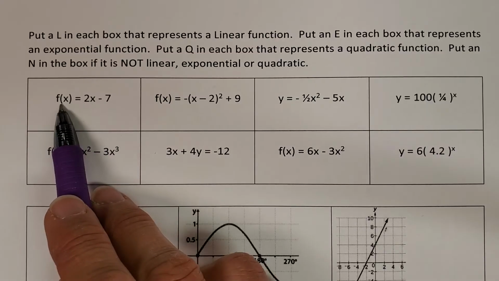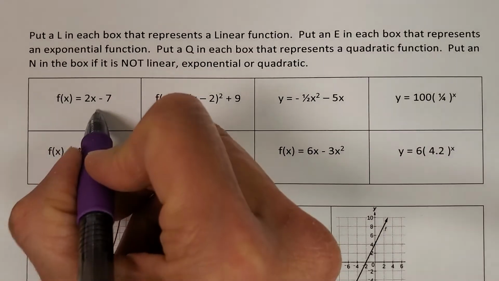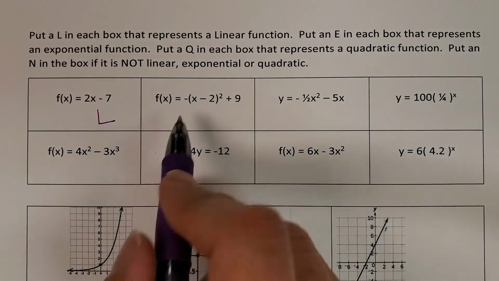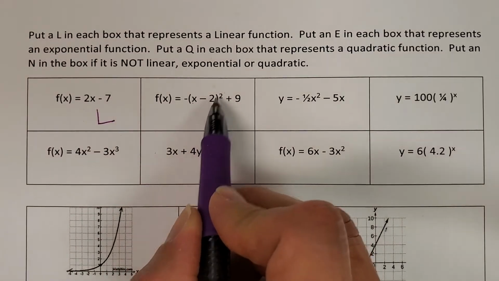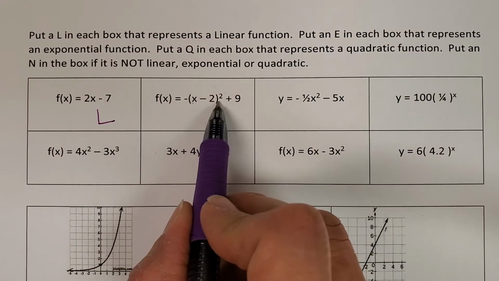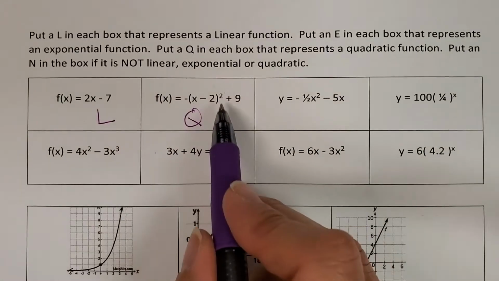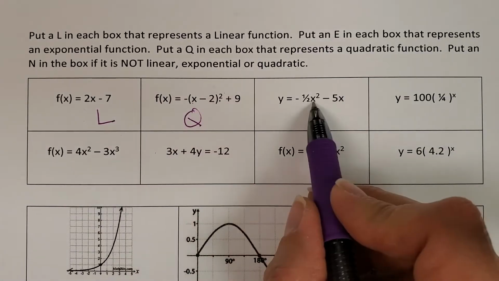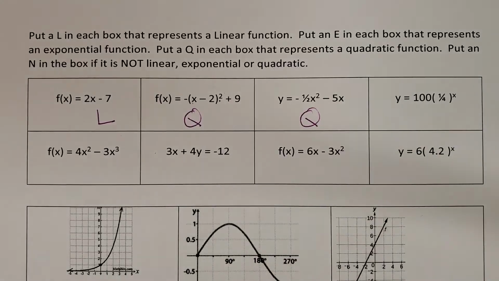And this is a plain old y and a plain old x, so we know that's linear. This has an x squared if we multiplied that out, so I know that's quadratic. That's how I can tell it's quadratic. That's what I'm looking for. This also has an x squared, so I'm going to call that quadratic.